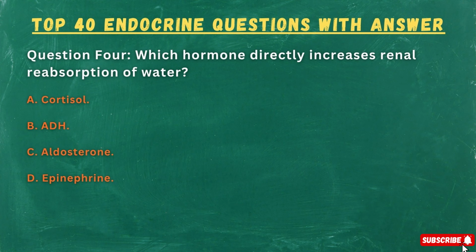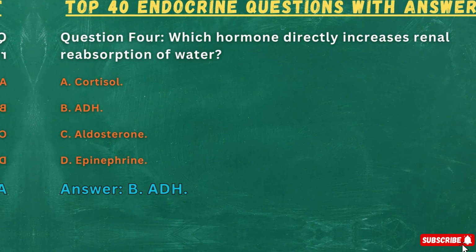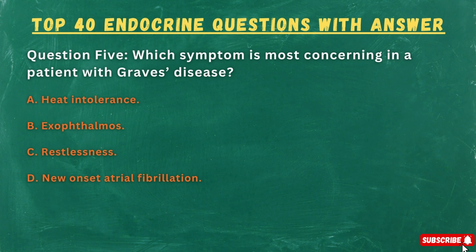Question 4. Which hormone directly increases renal reabsorption of water? A. Cortisol. B. ADH. C. Aldosterone. D. Epinephrine. Answer: B. ADH.